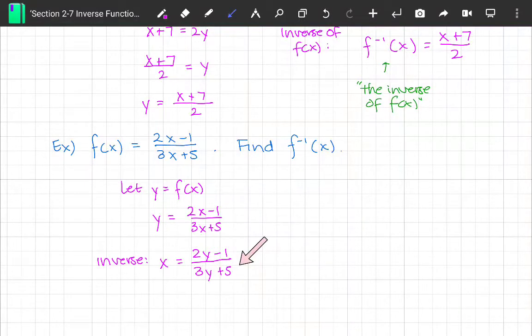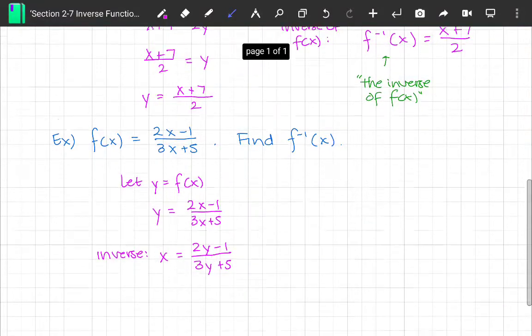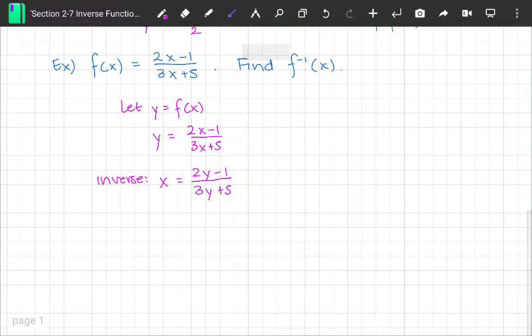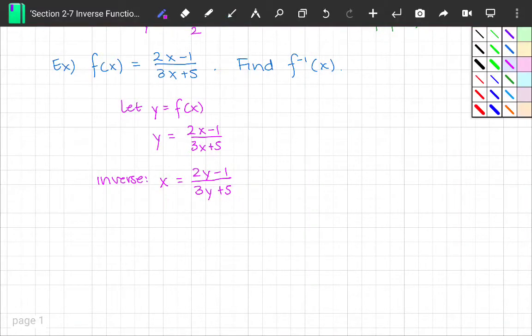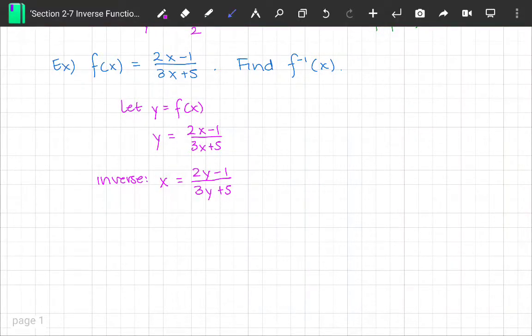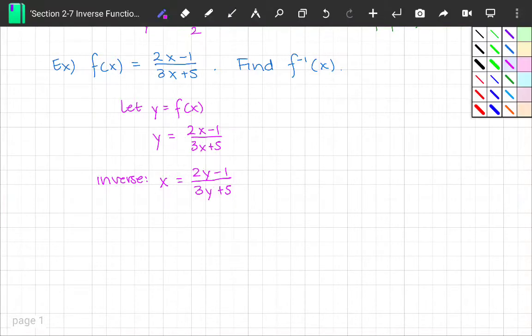Okay, now this one becomes a little trickier, because how are we going to solve for y if the y is in two places? Well, you have to do a little trick. So one thing in general, whenever you're dealing with something, you're like, I don't know what to do, but you have a fraction. A little trick is multiply both sides by the denominator.